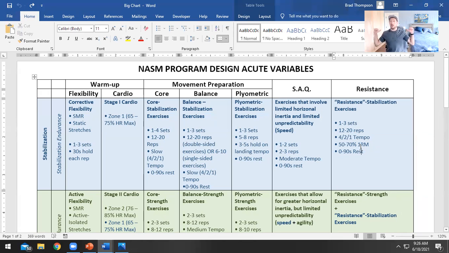So if I did a 4-2-1 tempo on a shoulder press, it would look like this. 1, 2, 3, 4, 1, 2, 1. Okay. If I was doing a bicep curl, 1, 2, 3, 4, 1, 2, 1. Let's say I was doing a tricep extension, right? 1, 2, 3, 4, 1, 2, 1.